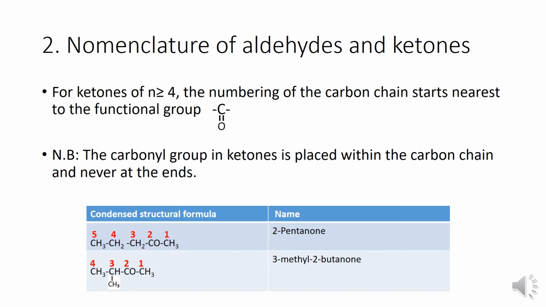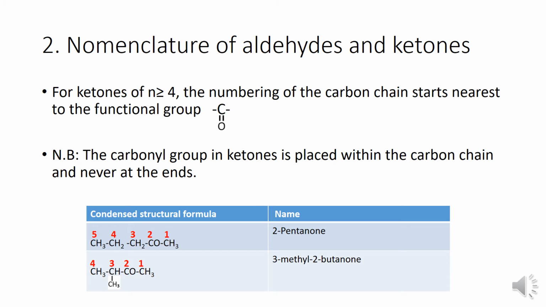So let's take examples here. For N equal 5, we have 5 carbon atoms. The main chain consists of 5 carbon atoms. We start numbering from the carbon nearest to the functional group, which is CO. So we start numbering from the right side and not from the left side. So it is 1, 2, 3, 4, 5, and the name will be 2-pentanone. This 2 is for the position of the carbonyl group.